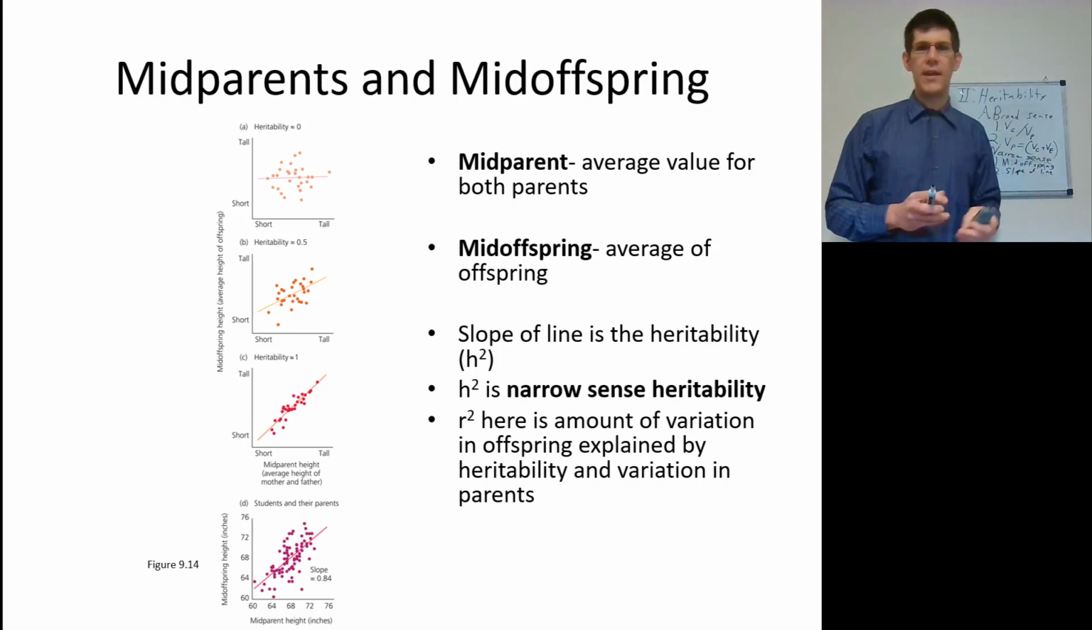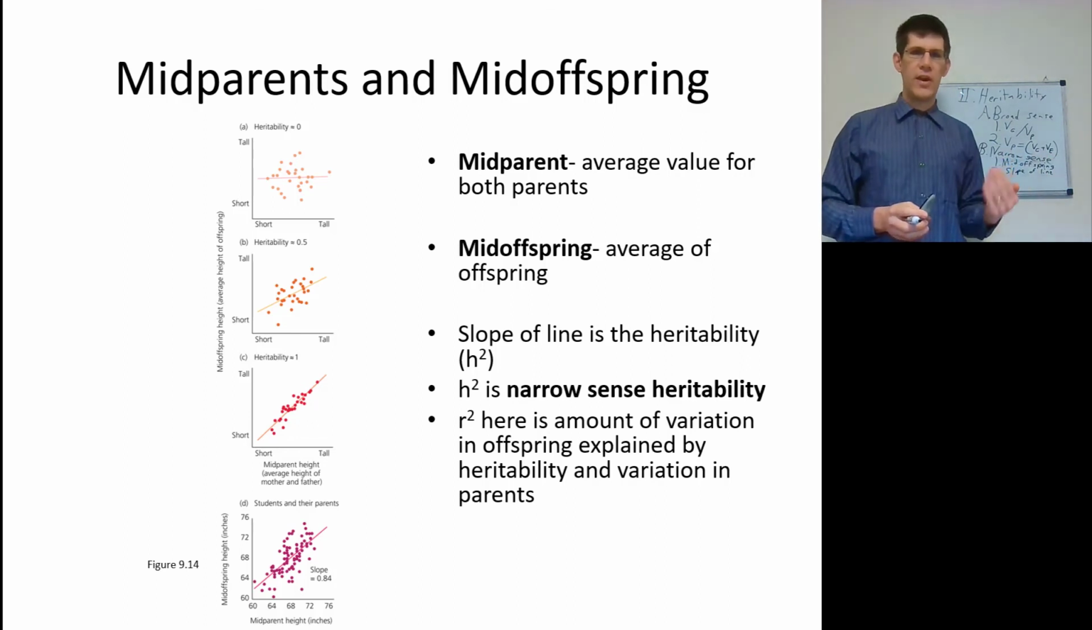The slope of the line is something called h squared. So you just do a linear regression and find the slope of the line. H squared is your narrow sense heritability. It's how much the parents' values are going to change, and in which direction, the offspring's values.